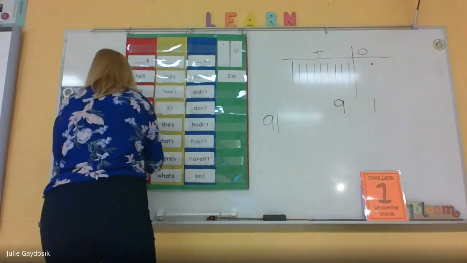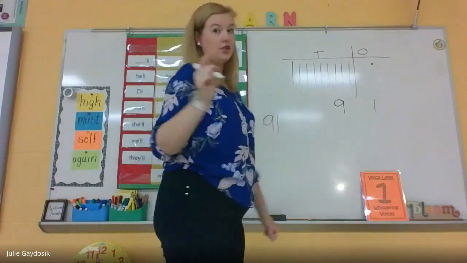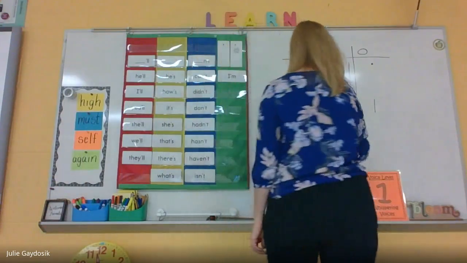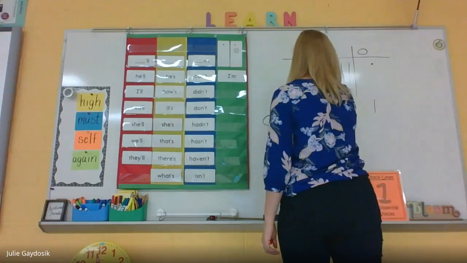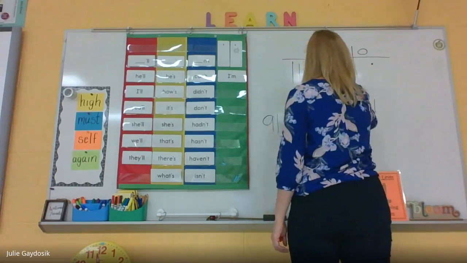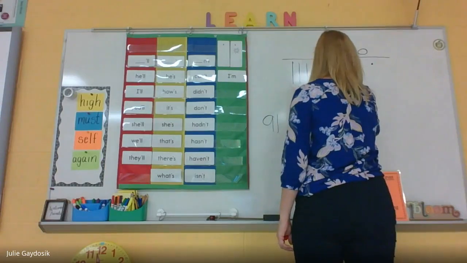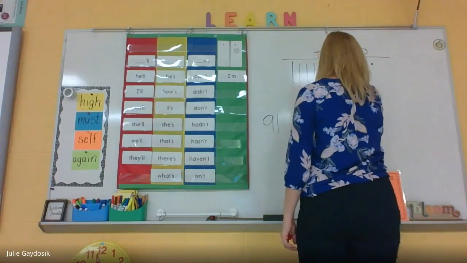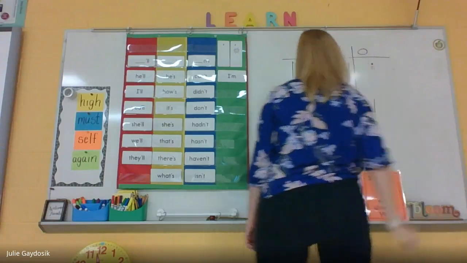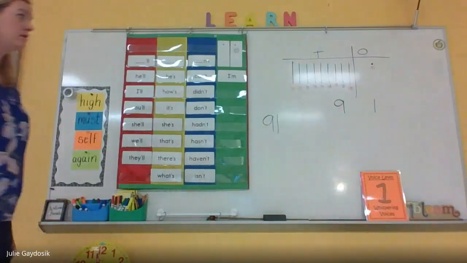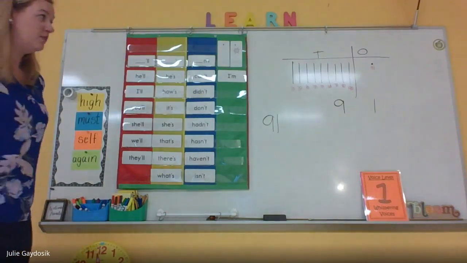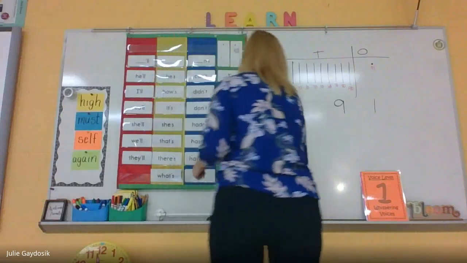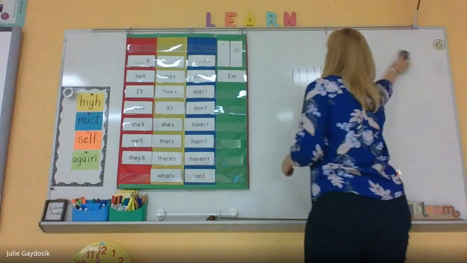Now, I am going to count my base 10 blocks because you should do this to double check. 10, 20, 30, 40, 50, 60, 70, 80, 90, 91. Okay, so I was correct both times. Figuring out how many tens and ones, but then also counting my base 10 blocks. All right.